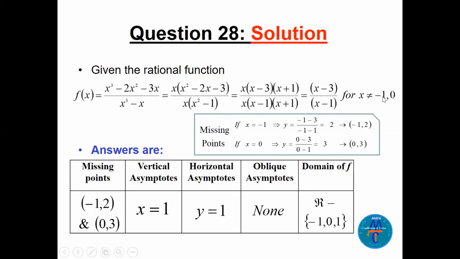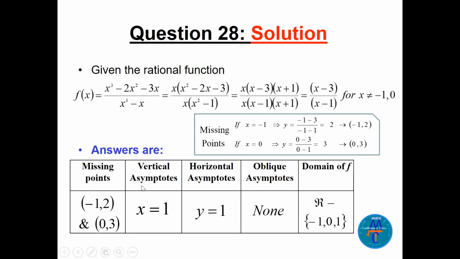So now what are the missing points? See, the missing points are the ones that we cancel, -1 and 0. Then I replace -1 and 0 in this function to know the y value. So -1 will give me 2. 0 will give me 3. So these are the missing points on the graph. So when you graph it, there are holes here.